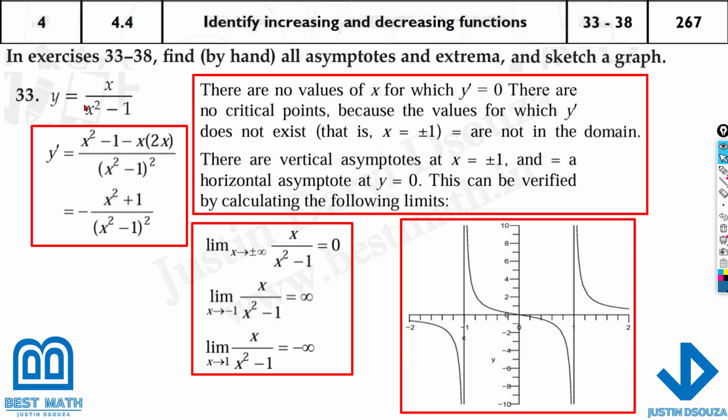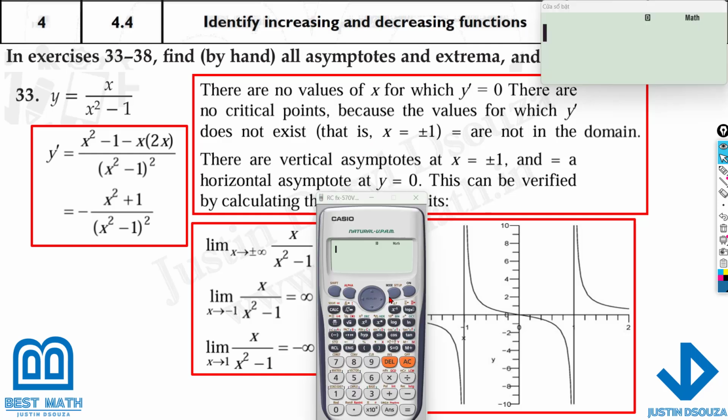Now over here, basically the denominator, when you make it equal to 0, you get the undefined values. Those are the vertical asymptotes. The horizontal asymptote can be found out by taking the limits as x is going to infinity. You will understand where the horizontal asymptotes are. Here we can just use the calculator method. We can just stick to mode 7, the table, and type this equation out over here. It's x by x squared minus 1.